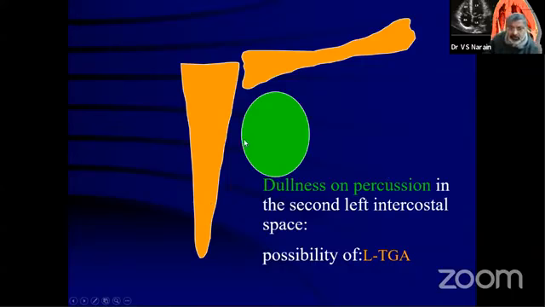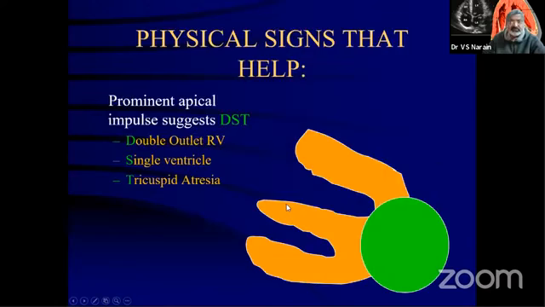Dullness, we've already talked about. If you have dullness in the second intercostal space in a tetralogy physiology situation where you do not expect the pulmonary artery, think of that being the aorta and that being a transposition of great vessels of the Levo type. So in tetralogy physiology where you don't expect a pulmonary artery in the second intercostal space and you have dullness on percussion, think of L transposition.